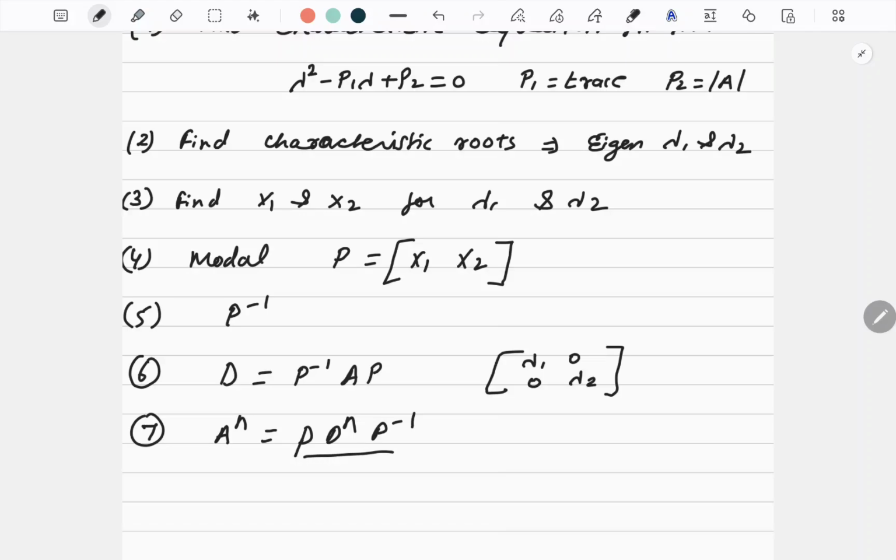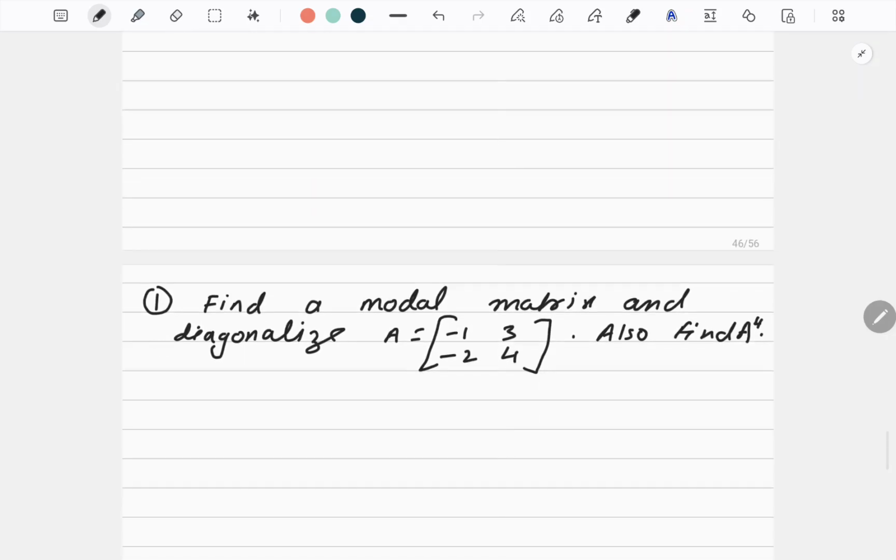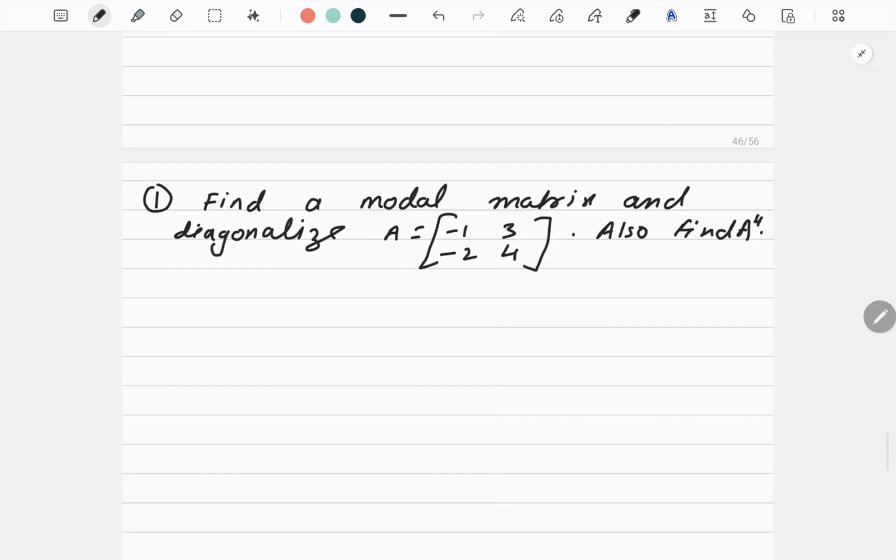Now let us start with the question. The very first question is: find a modal matrix, that is P, and diagonalize this matrix, and also find A to the power 4. So everything you have to do in this question. Let us start with the first thing: I need the characteristic equation.